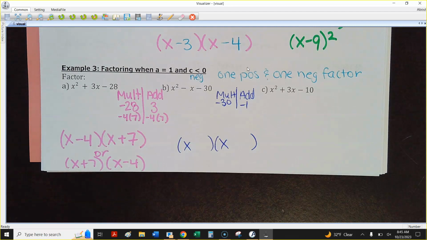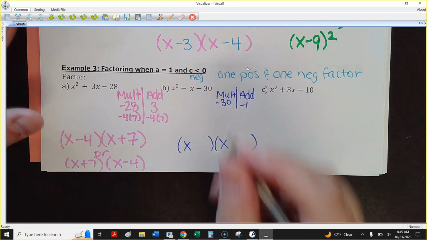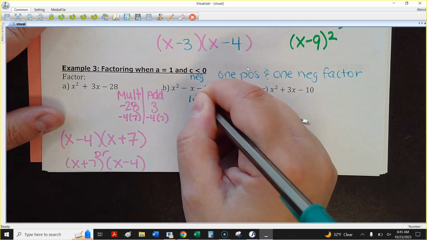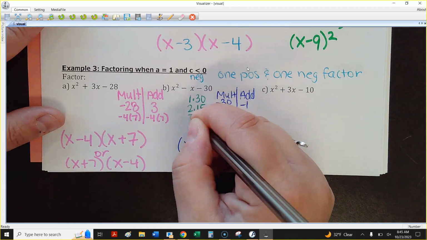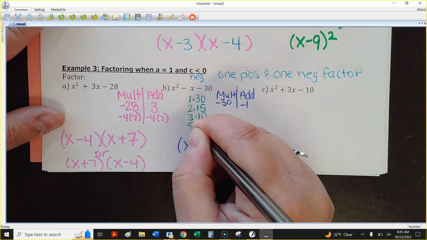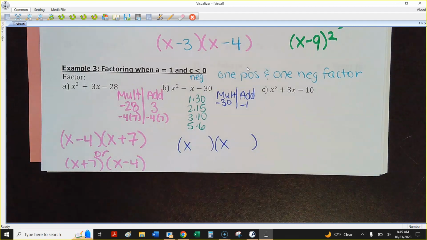These are tricky, and if you get stuck, just ask, what are factors of 30? So you got like 1 and 30, 2 and 15, 3 and 10, 5 and 6. Some numbers have more options than others. Obviously, 30 has a bunch of different factors. What combination am I going to use to multiply to get negative 30, but add together to get negative 1? Put all those options right there. Which one is going to add up to get negative 1?